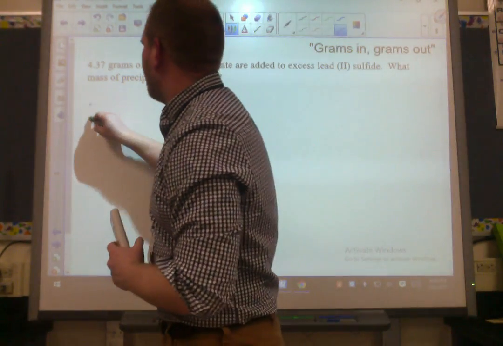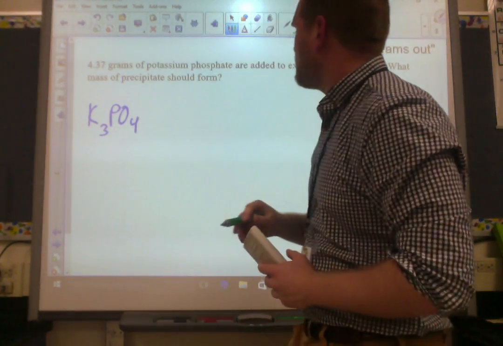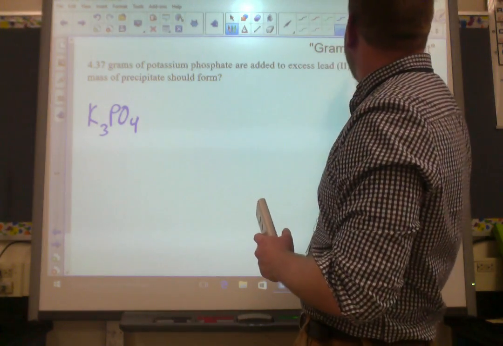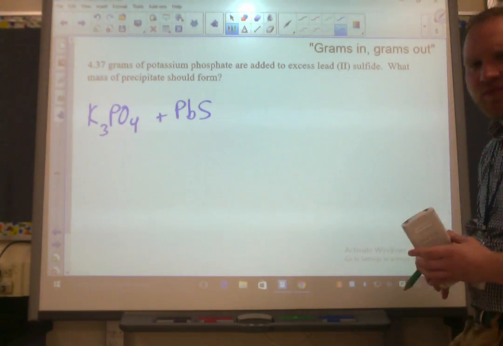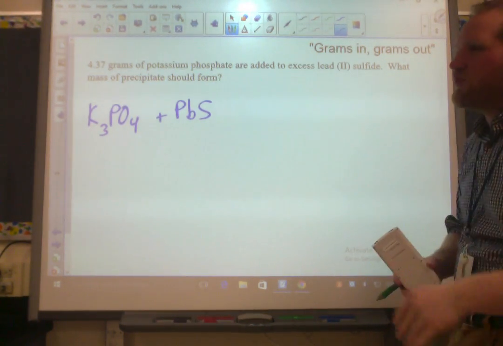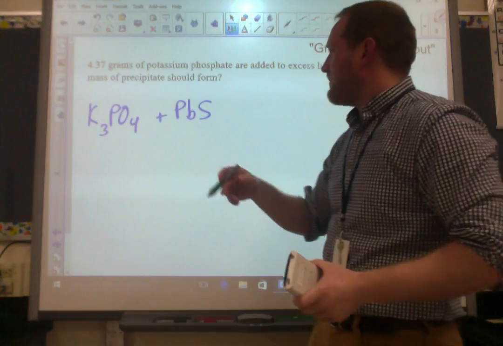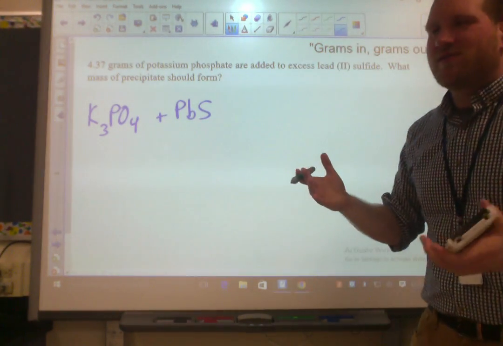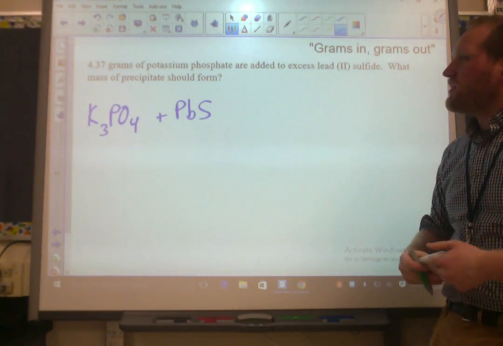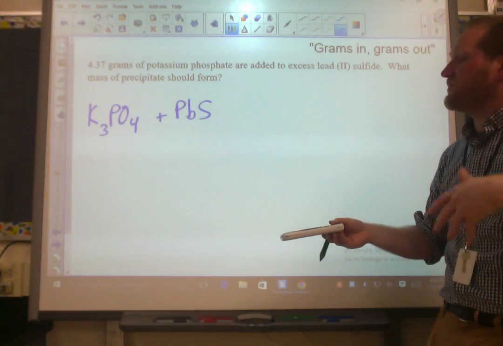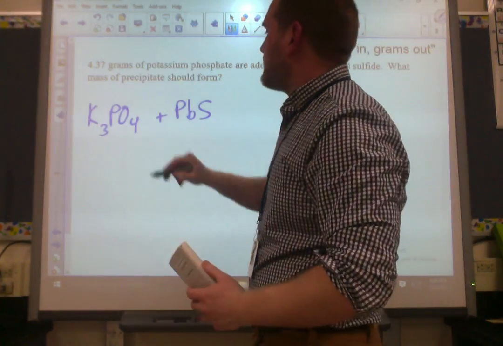So let's write out our equation here. K3PO4, that's potassium phosphate, added to lead-2 sulfide, PbS. Now in this particular problem, remember, in order for this reaction to take place, they can't both be solids. They're really going to be aqueous. But technically, if I said 4.37 grams of aqueous potassium phosphate, there's a lot of that water that's unaccounted for. So really, what this means is you take 4.37 grams of the solid, dissolve it in water, but that's still the active ingredient. That's what's going to be happening here. So I could still convert that to moles and use it.